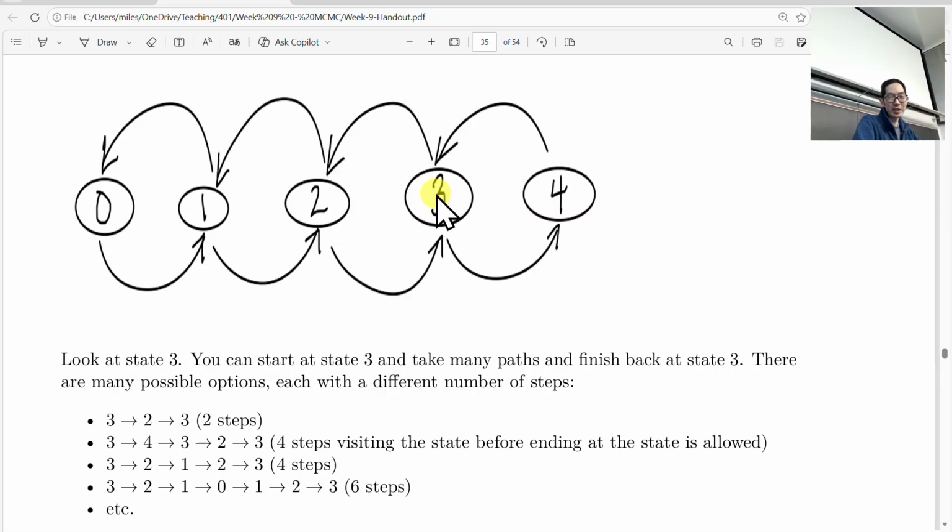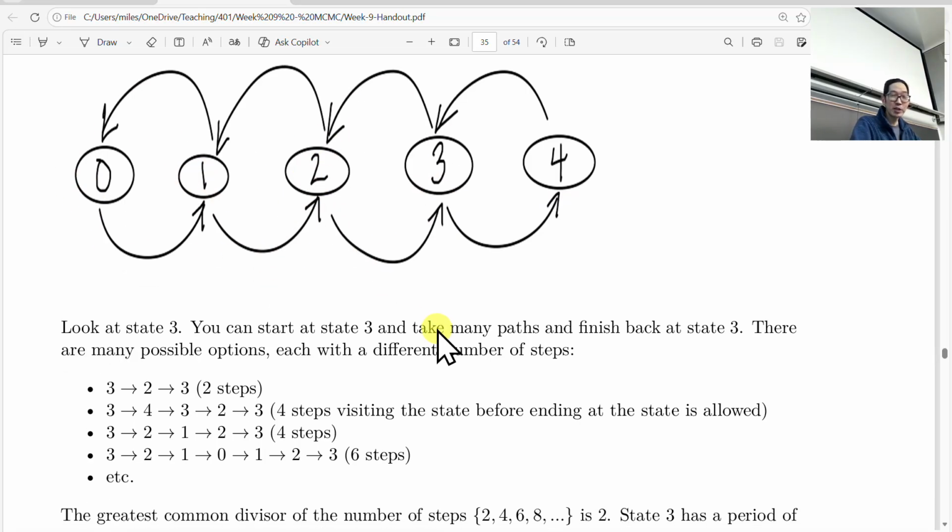I can also go 3 to 2 to 1 to 2 to 3. That takes me 4 steps. I can go 3 to 2 to 1 to 0, back to 1 to 2 to 3. That takes me 6 steps, and so on and so forth. We'll find that to get back to state 3, it has to be an even number. I can't get back to state 3 in 1 or 3 or 5 steps. If I tell you that you must take an odd number of steps, there's no way to end up back at 3. So this has a period of 2.